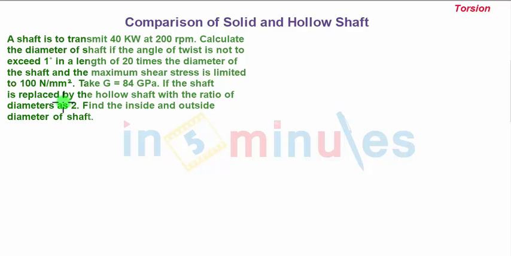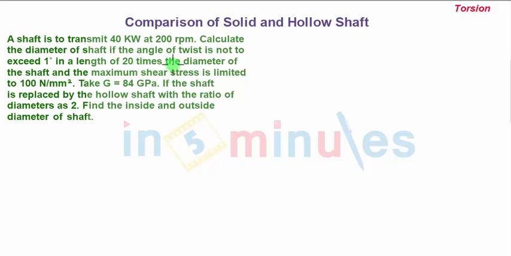If this shaft is replaced by a hollow shaft with a ratio of diameters as 2, find the inside and outside diameter of this hollow shaft. So again, this is a problem of comparison of solid and hollow shaft. We have first a solid shaft which transmits 40 kW power at 200 rpm. We have to determine its diameter such that the maximum shear stress does not exceed 100 Newton per mm square and maximum angle of twist does not exceed 1 degree for a length of 20 times the diameter of shaft, that is 20d, that is 20d1.